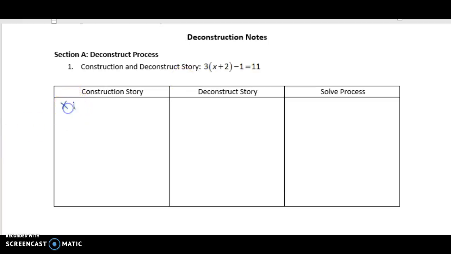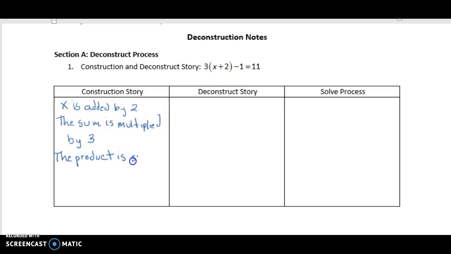So x is added by 2. The sum is multiplied by 3. And the product is subtracted by 1. Leaving us with the result, which is 11.